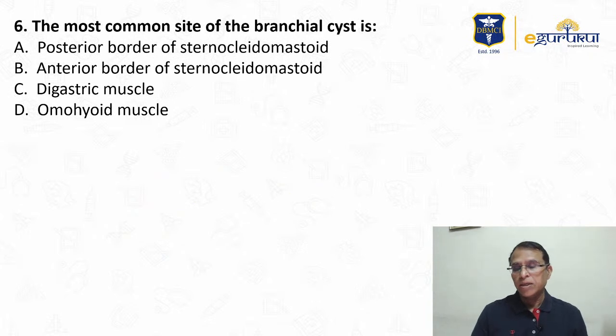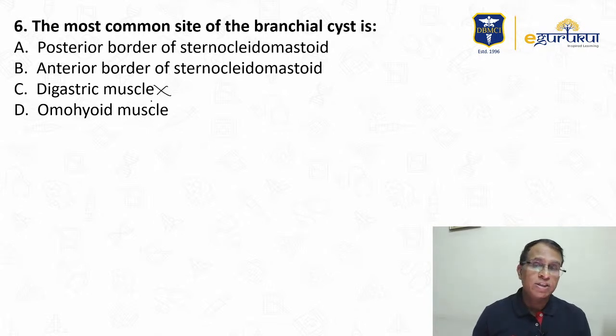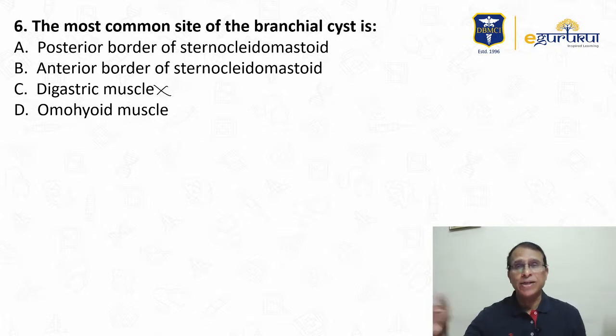Okay. The most common site of branchial cyst is posterior border of the sternocleidomastoid, anterior border of the sternocleidomastoid, digastric muscle, and omohyoid. So digastric is straightaway out, because if they mention digastric, they have to mention which belly, posterior belly or anterior belly, isn't it? You can't assume any. So if they write digastric, it cannot be a correct answer. So that is logically out.